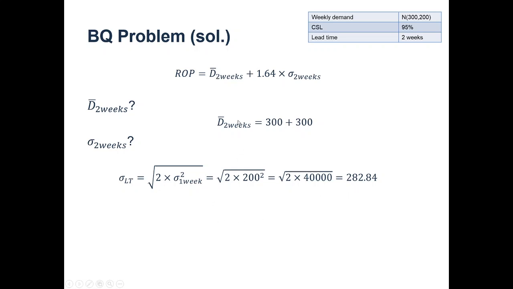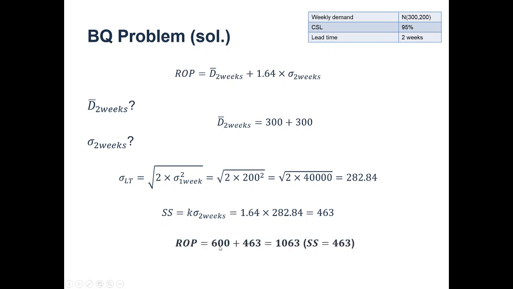So we now can substitute here, and what we get is that the second term here is 1.64 times this standard deviation, which is that here. It's 1.64 times 282.84, which is roughly 463 items. This is our safety stock, and our average demand is 600.